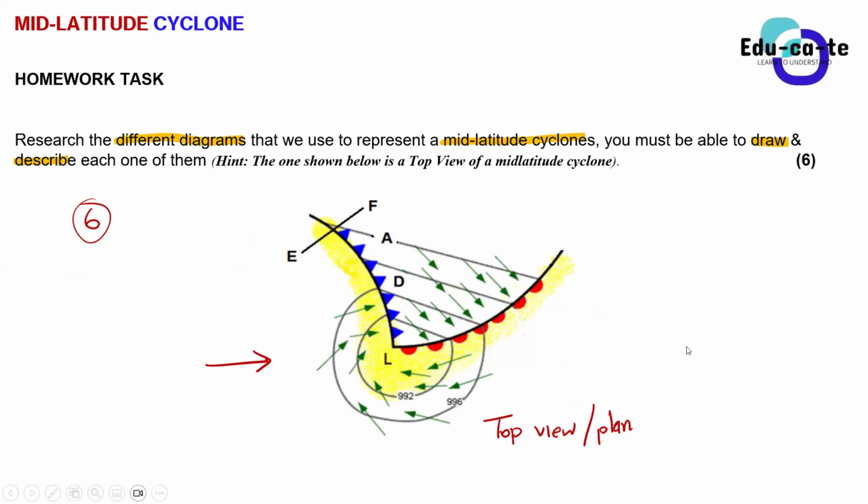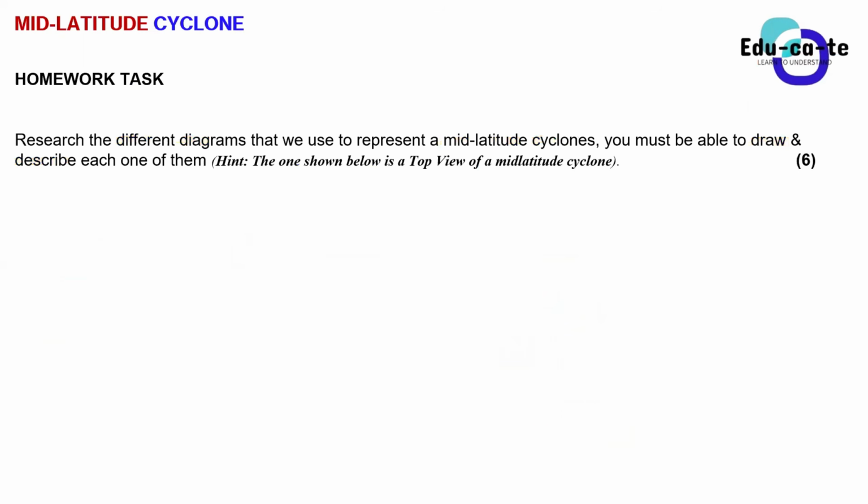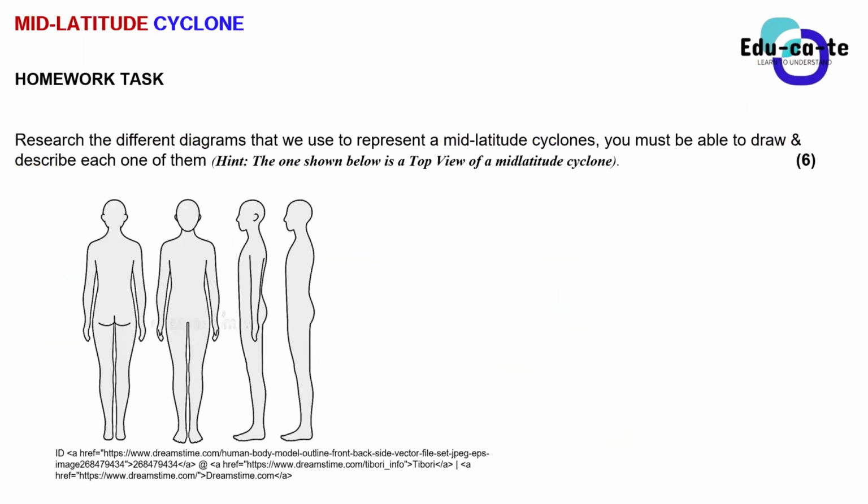So let's look at those diagrams. I said, for example, when we look at a human being, it is one person, but we can draw them from different perspectives. This is a back view of this person. This is a front view. This is a side view, maybe the left side view. And this one is known as a cross-sectional view, because they've kind of cut through him.